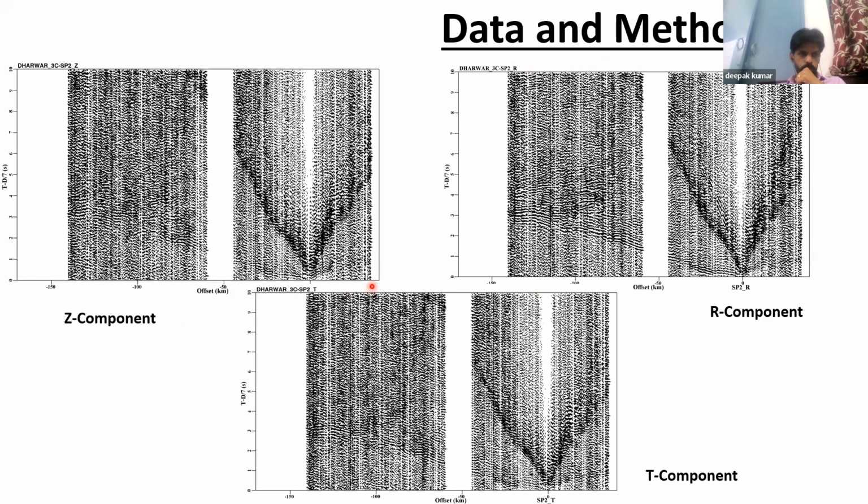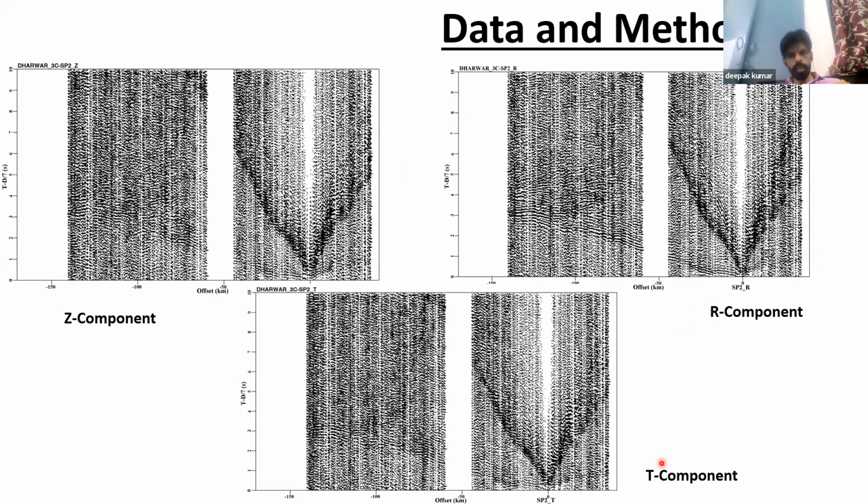You can see here the offset is almost 200 kilometers. This is only for shot point 2, which I am showing. This is the Z component, this is the T component, and this is the R component. Do you see any kind of difference in these data for the same shot point? Can anyone tell me what difference you can see in this data from all the components? Please unmute yourself, and if possible you can answer. Okay, if you can't, then I'll explain.